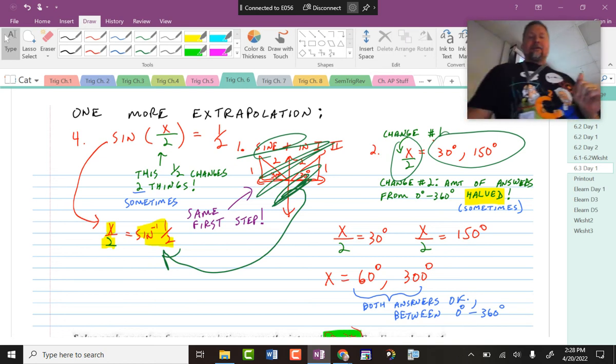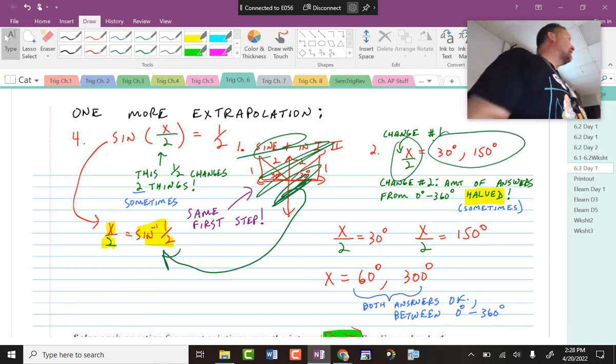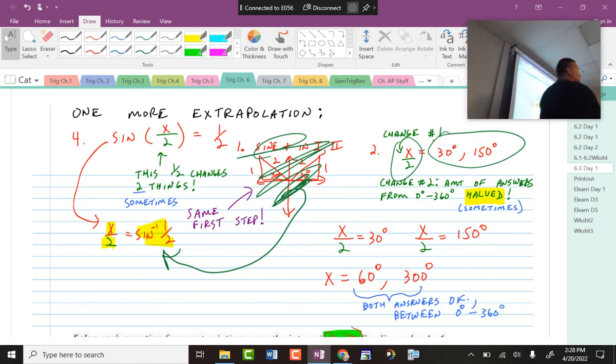Okay. Now I'm going to make up some questions. You ready? Okay, so it didn't necessarily have to be half the amount of answers. But just imagine if this was cosine x over 2.